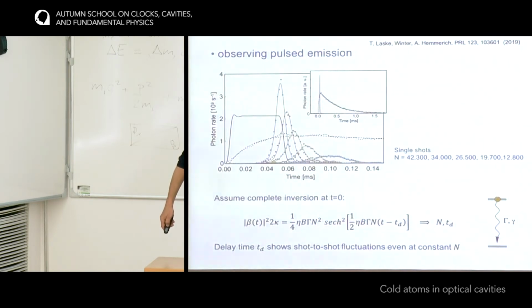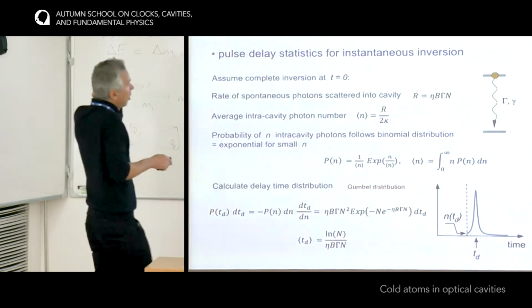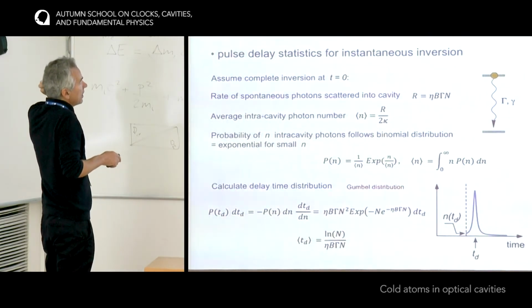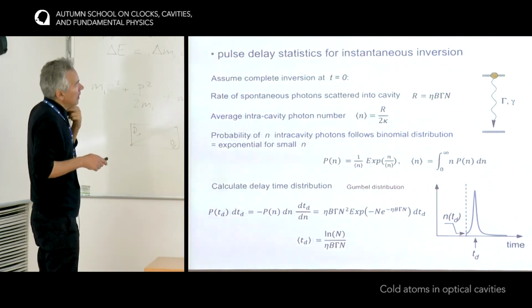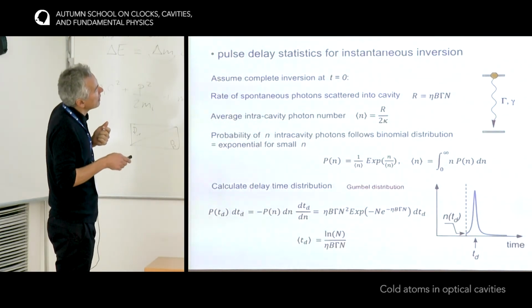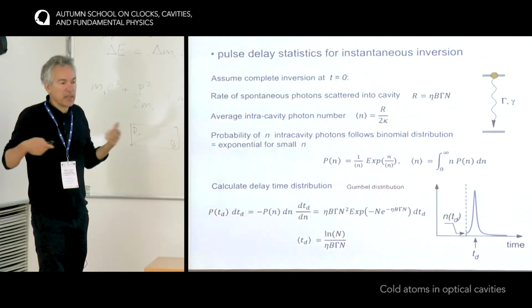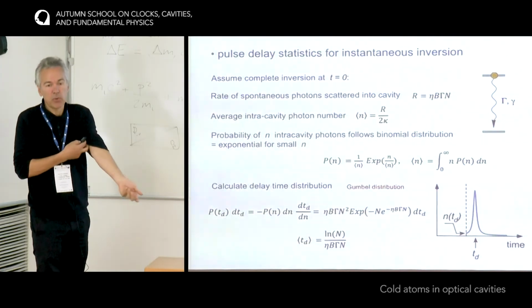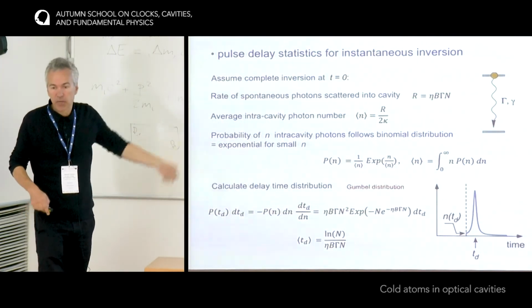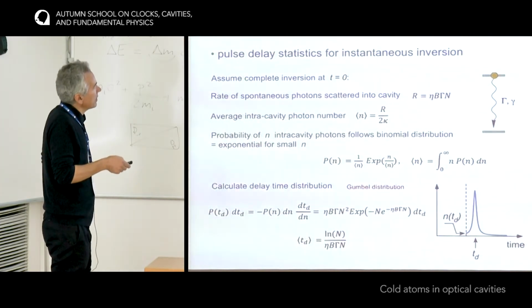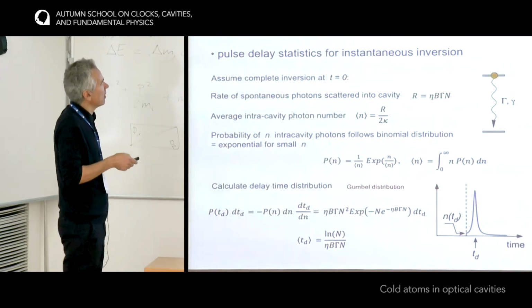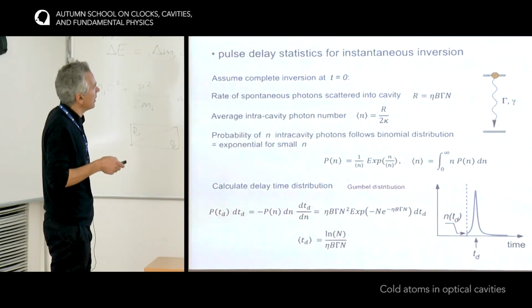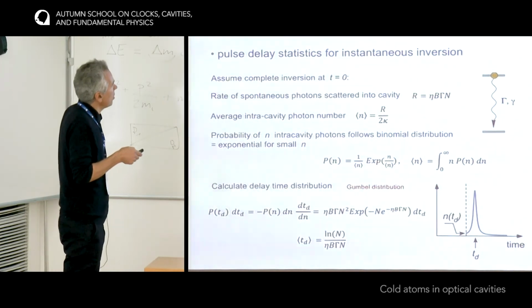Okay, so now we have these pulses with these two numbers coming out as quantities that we measure. And now we are interested in the pulse delay statistics, assuming first the case of instantaneous inversion, and later on we can expand that to include a finite time for the creation of inversion. But this is already the main theoretical ingredient that we need to understand our data. So we assume complete inversion at t equals 0.